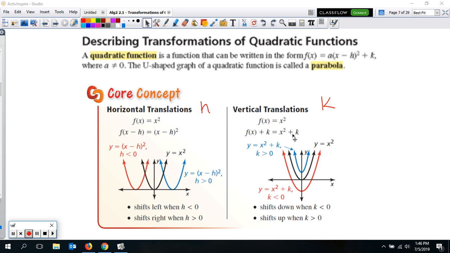So remember, your k is always behind the function. It's not inside where x is. It's not in the parenthesis. It's outside of where the parenthesis would be. You can see on this one, h is inside the parenthesis, and k is found outside the function. So make sure you're very clear about that.